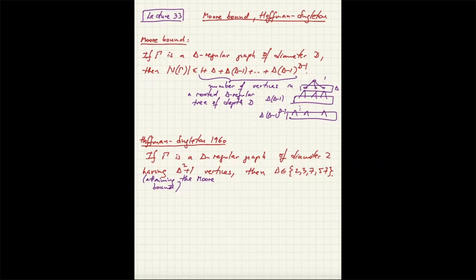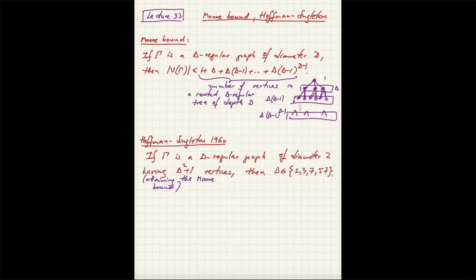Now, this number is the number of vertices in a rooted delta regular tree of depth d. So you can think of having a root at the top, purple vertex here, and it has delta neighbors at the level below it, and each of these delta neighbors are going to have delta minus one distinct neighbors below, and so on. So you go on like this until you reach a level d, where you will have delta times delta minus one to the d minus one vertices.